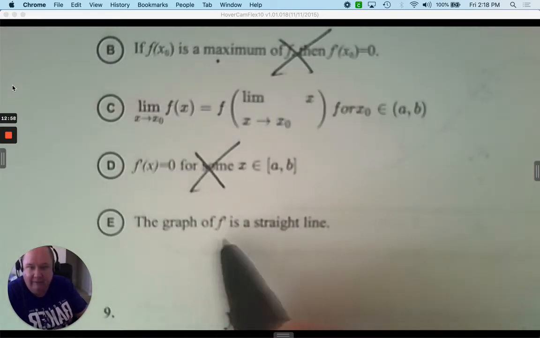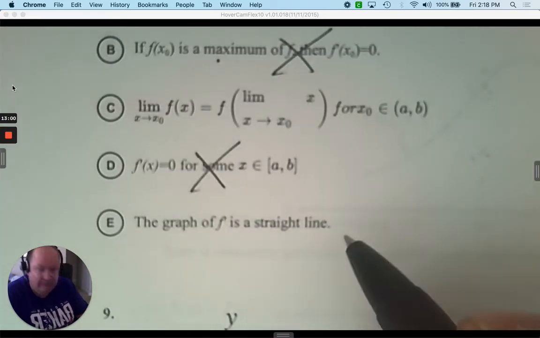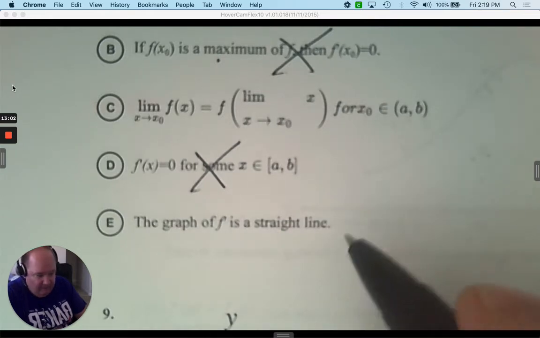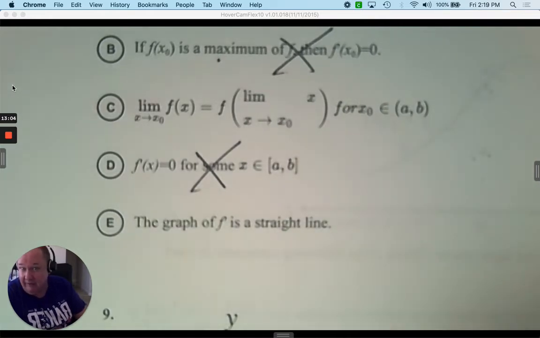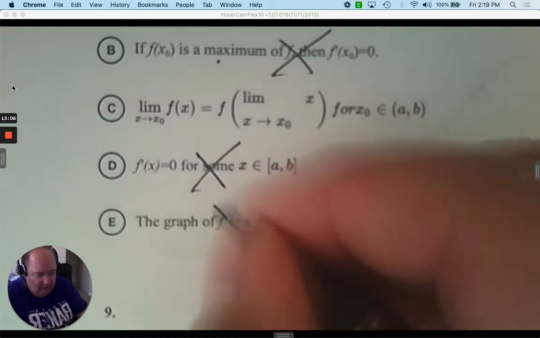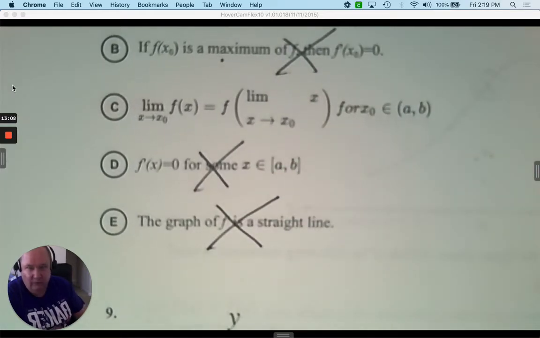The graph of f, the derivative, is a straight line. No, the graph doesn't have to be a straight line. That would be if it was a linear relationship. But just for continuity, no.